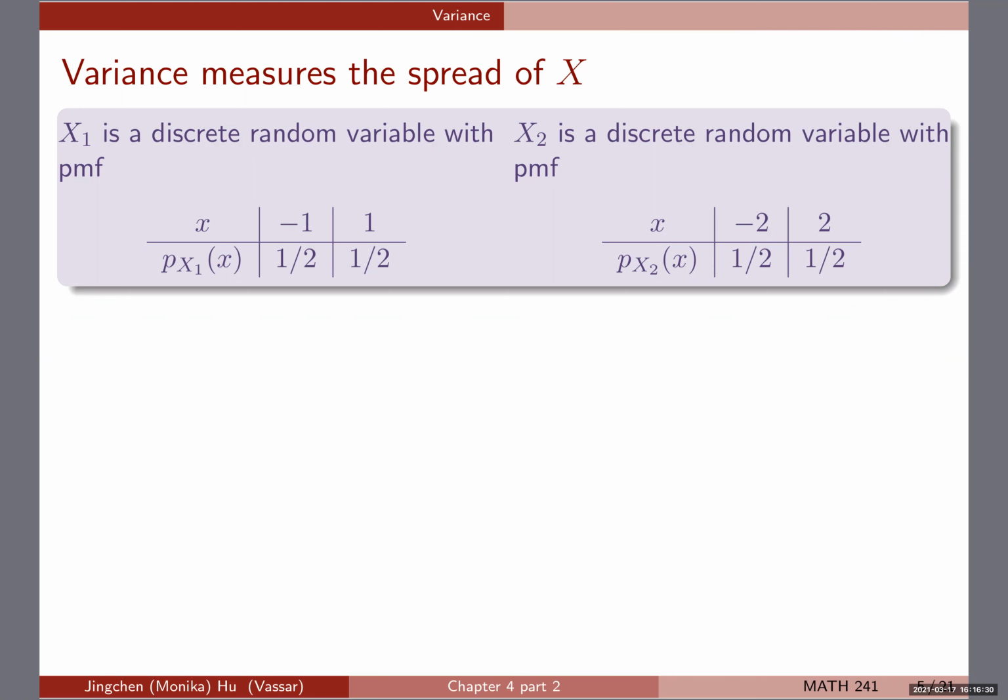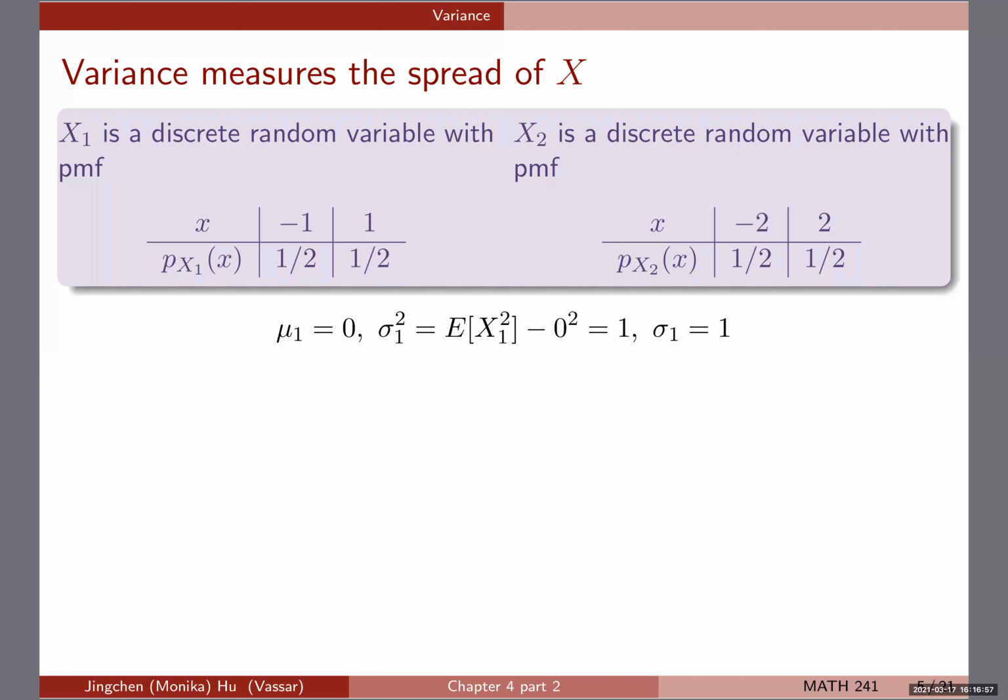So the only difference, as you can see, between the two is that x1 can take -1 and +1, each with 50% chance. So that's the PMF. X2 can take -2 and +2, each of which has a probability of 50%. If we do the math, I encourage you to try it out to make sure that works for you.